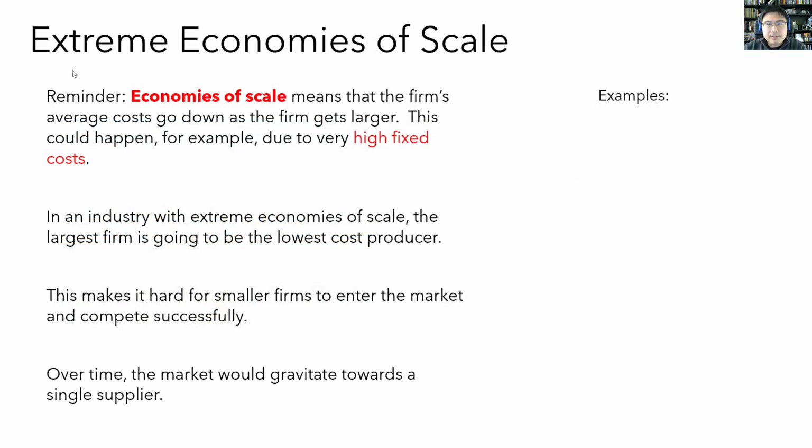So first, extreme economies of scale. As a reminder, economies of scale means that the firm's average total cost is going down as the firm gets larger. And really, this is just a fancy way of saying that the firm has very high fixed costs, but low marginal costs of production.